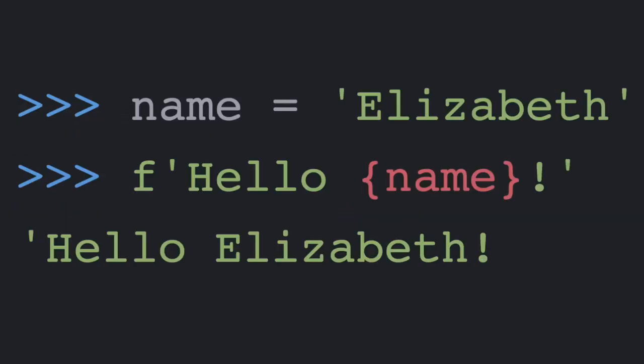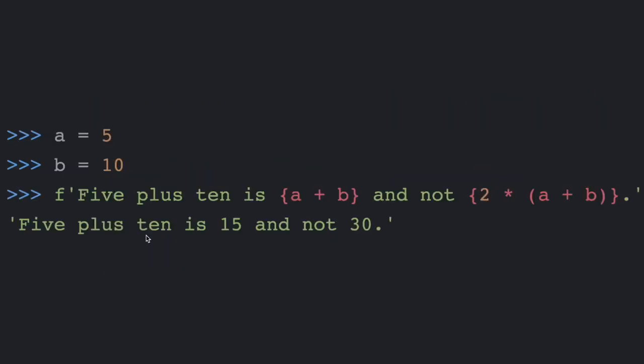F-strings are in some ways an even better way of putting variables into a string. You start the string with the letter F, and then you use curly braces, and you can put the variable right in here. So we're using the variable inside the string. In an F-string, you can also do arithmetic, or put any code you like within the curly braces. So you can see with a plus b, 2 times a plus b, and it's right within those curly braces.